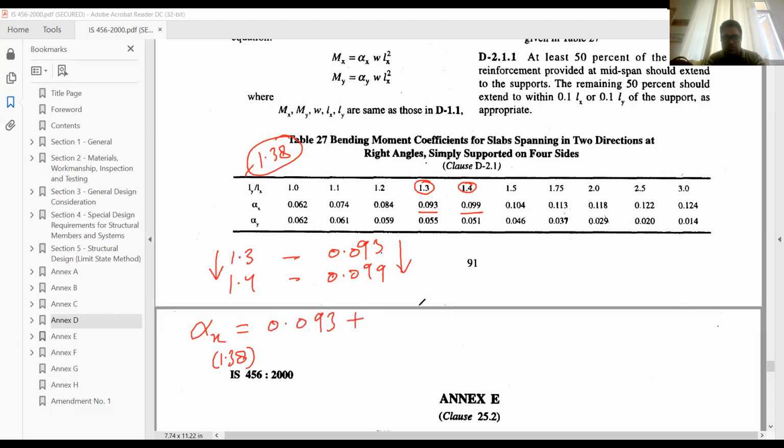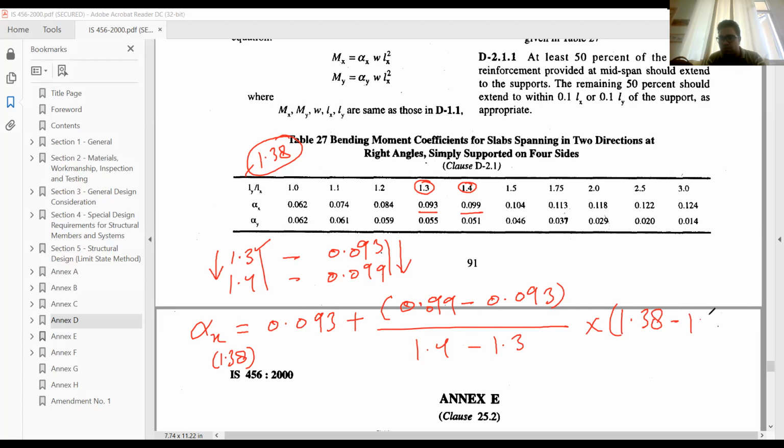0.093 plus the difference of these two. So that is 0.099 minus 0.093 upon the difference of these two, which is 1.4 minus 1.3, multiplied by the required value, which is 1.38, minus the minimum value, which is 1.3. So this is how we do the interpolation for alpha x, and by solving this we get the value of alpha x. Similarly for alpha y also we will be doing the same.